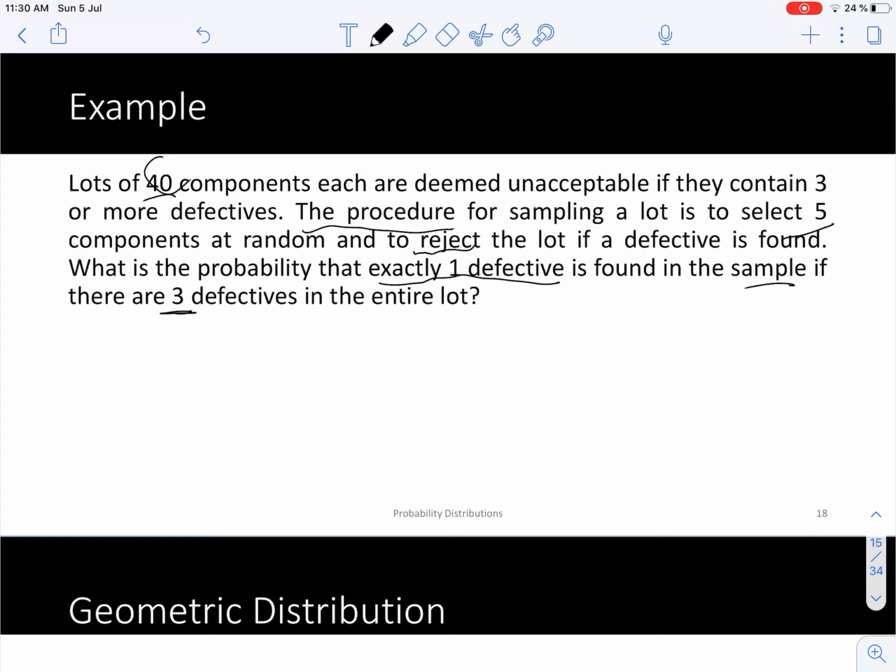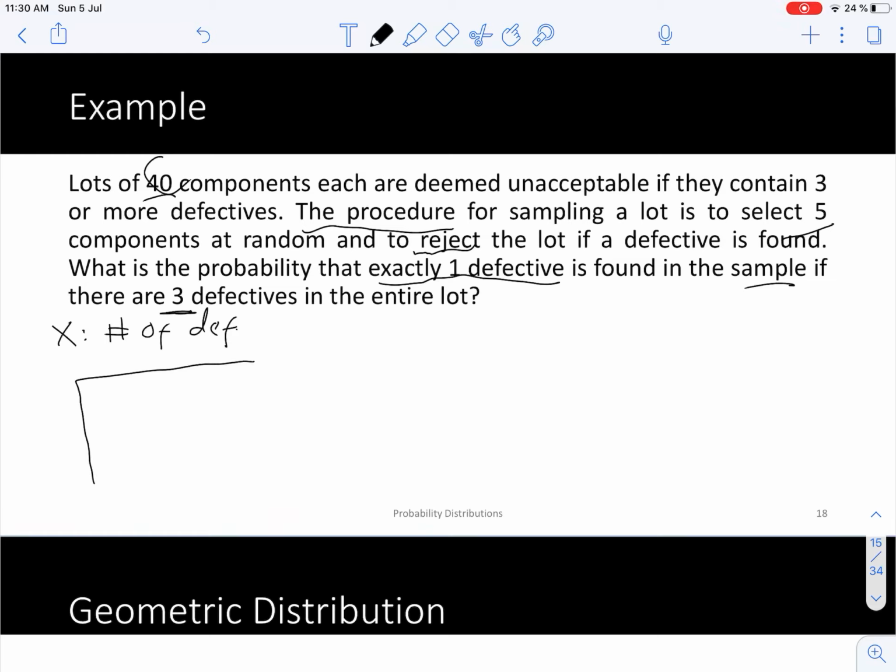So there are multiple things here. First, we need to define our random variable. So it's clearly asking about finding one defective, right? So it's like the number of successes in the sample. So the number of defective items in the sample.